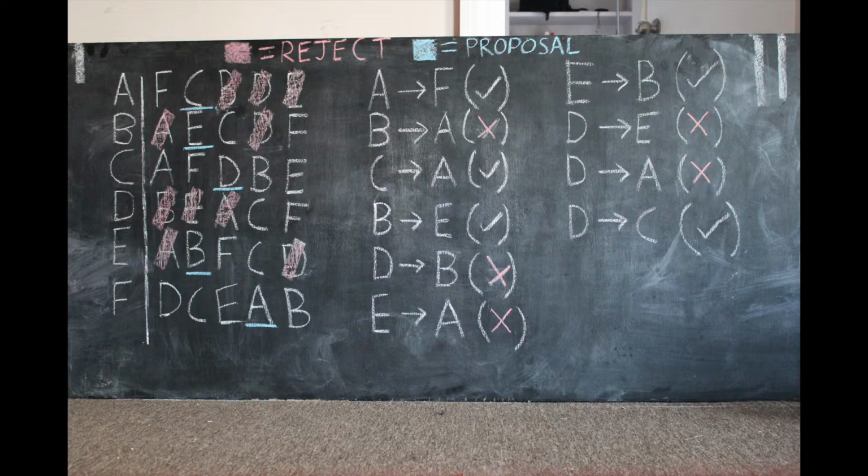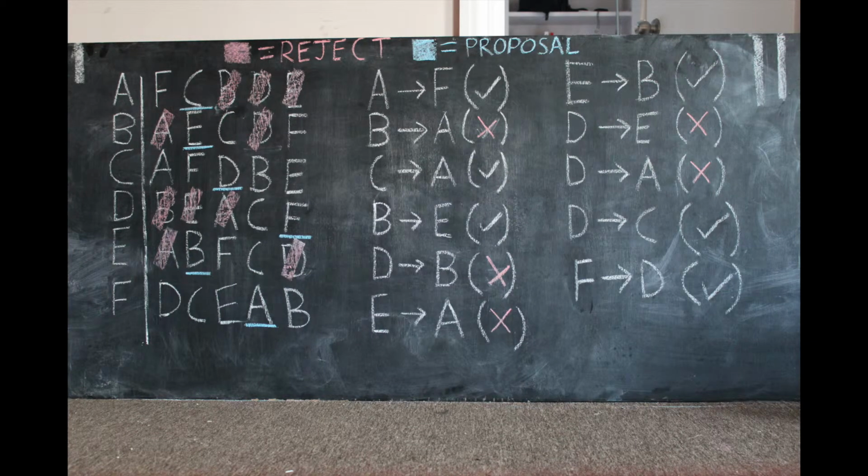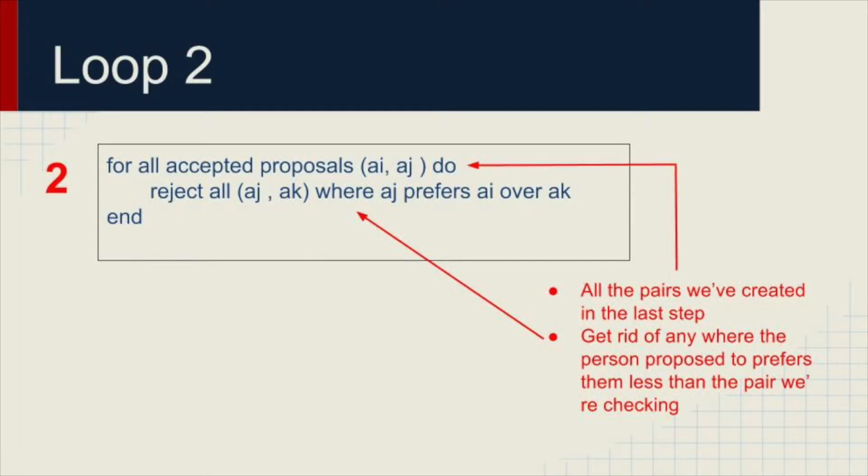Finally, F, the only person to have not made a proposal, asks its top choice D. D has not been proposed to by anybody, so is happy to accept. And so ends step 1. Everybody has made an accepted proposal, so we can continue on to step 2.